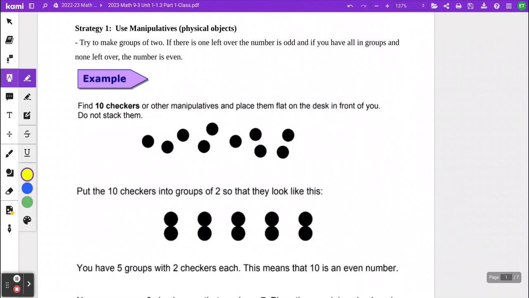We can use manipulatives. So if we just have some checkers, you could use coins, you could use whatever you want. You could take 10 objects.